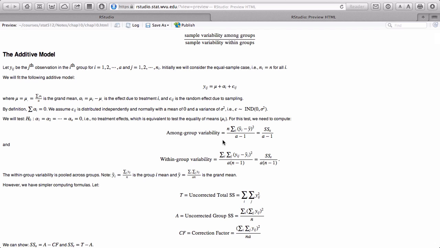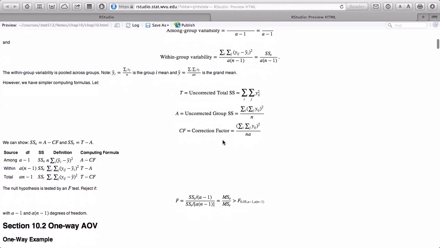If we represent that in terms of the parameters, again, we need to do something, and as I said, the classical way of doing something is to talk about a treatment effect as the deviation from the grand mean, and so alpha sub i is defined as mu sub i minus mu dot, which is the average of the mu's. Because of that definition, the sum of the alpha sub i's equals 0.